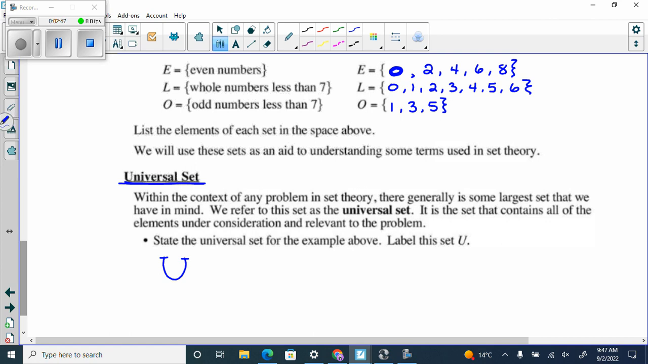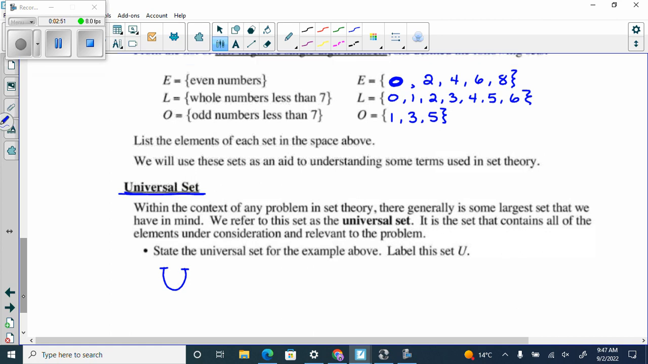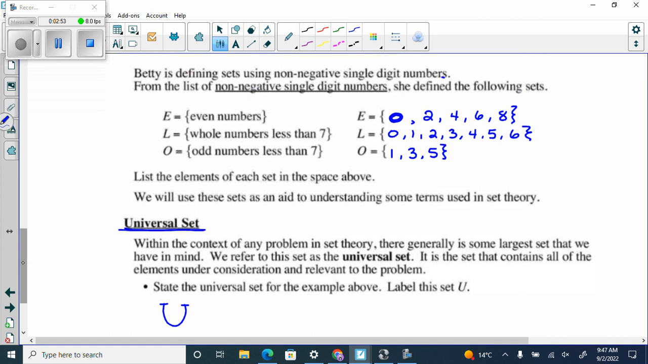And we look at the previous example. In the previous example, we have to look up there and we have to say, what parts of this example were the only numbers we were allowed to look at? So it is non-negative single-digit numbers. Non-negative single digits. What's a non-negative single-digit number? Where do we start at? 0, and then we went to 9. We went to 9. Non-negative single digits was 0 to 9.